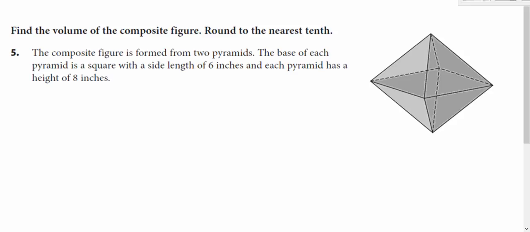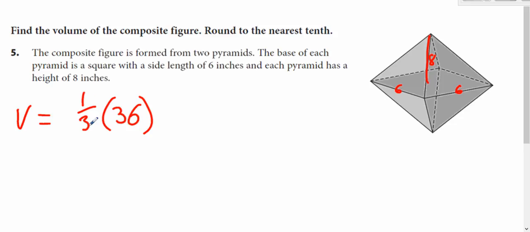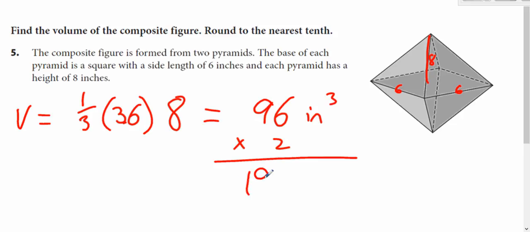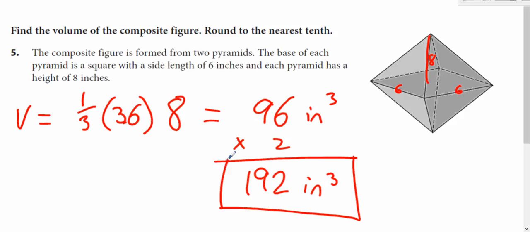So here we have 2 pyramids that are stacked together, base to base. The base of each is a square with side length 6 and a height of 8. Each pyramid has a height of 8. So to find just one of these, side lengths are 6, the height is 8. So the volume would be 6 times 6, which is 36 for the area of the base. And it's 1/3 area of the base times the height. That's 96. That's for one pyramid. Since there's 2 of them, you double it. You get 192 cubic inches.